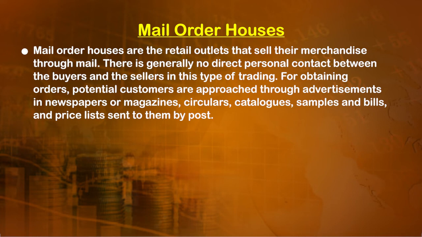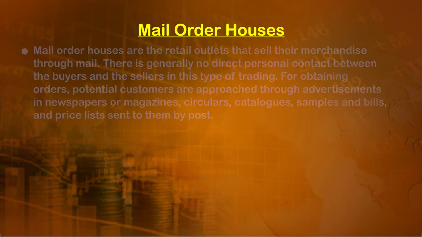There is generally no direct personal contact between the buyer and the sellers. For obtaining orders, potential customers are approached through advertisements in newspapers, magazines, circulars, catalogs, samples and bills, etc. Price list is sent to the consumers by post. When consumers see such advertisements, be it in newspapers or magazines, and if they like the product, they can place an order by mail. That is by sending a letter or by sending an email in today's times. Then the company sends them the price list or the quotation, and then the customer places the order if he or she likes the prices.